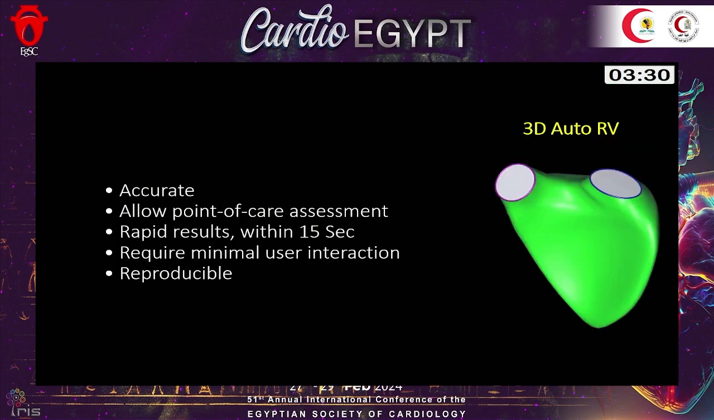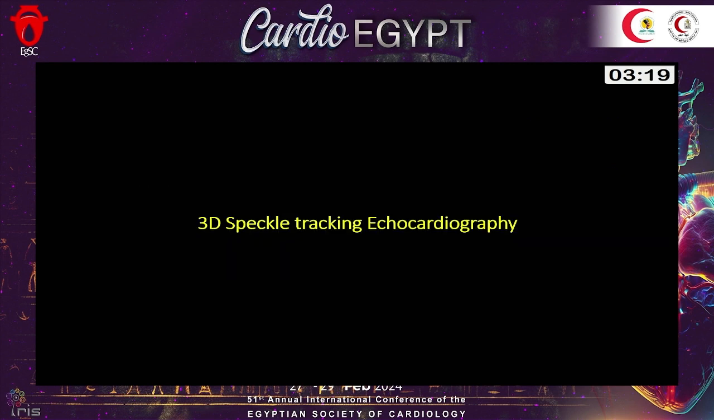The beauty of this software is that it does not give you only the 3D volumes and ejection fraction, it also gives you the 2D parameters, the fractional area change, the TAPSE, all of this fully automated. So it really saves a lot of time. As we said, it is not all about the ejection fraction.